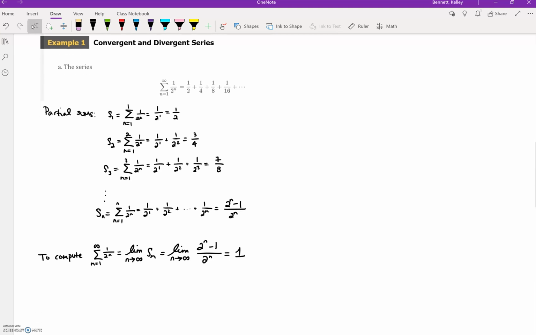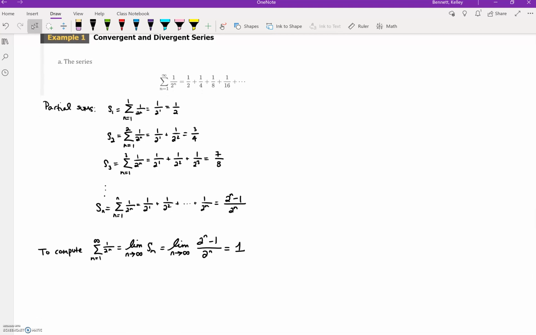So that's how you do the assessment of a limit of a series. In this case, because we got a real number that was finite, we know that the series converges.